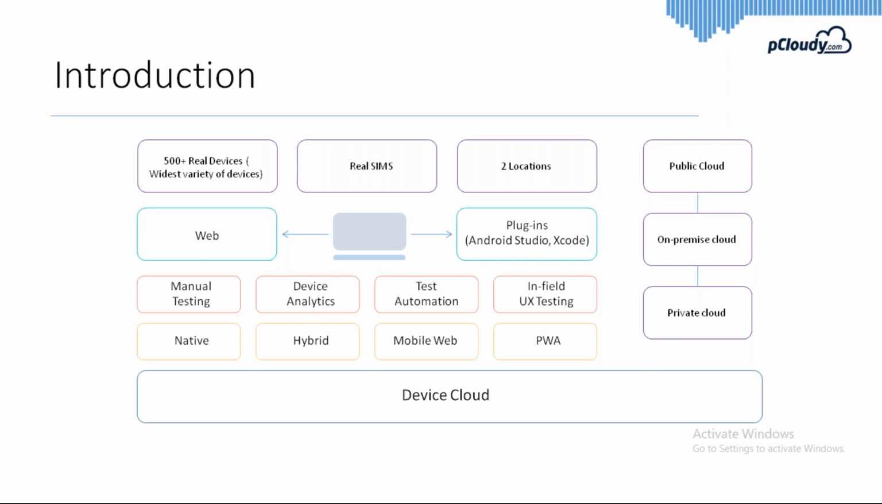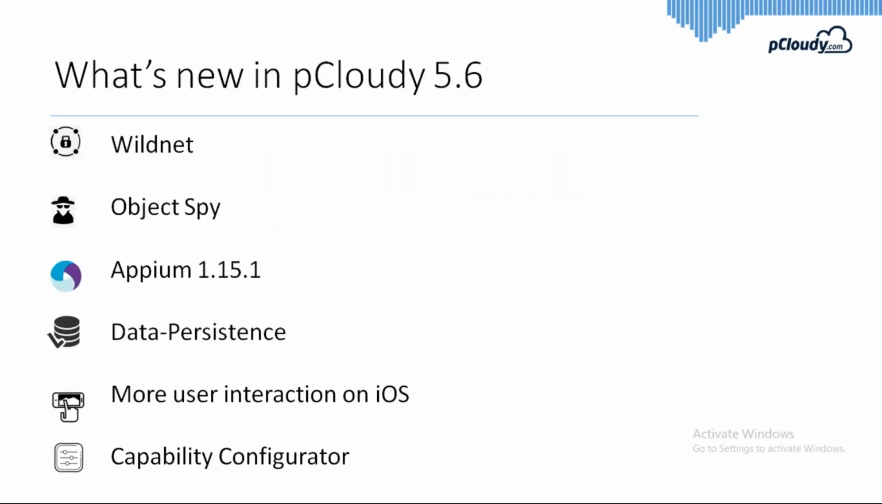I'm going to take you to the next slide, where we will see what new features we are releasing in pCloudy 5.6. Now, one of the features is for the private cloud and on-premise cloud, not for public cloud users, but I'm going to showcase all of them here. I'll also tell you which features will be available in public and private clouds. Typically we are covering a total of 6 features today.